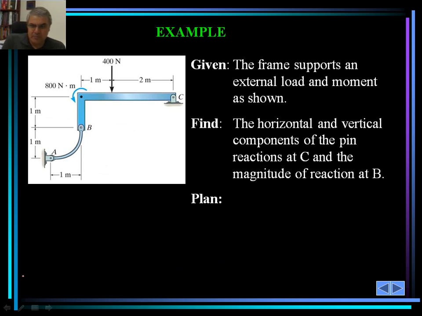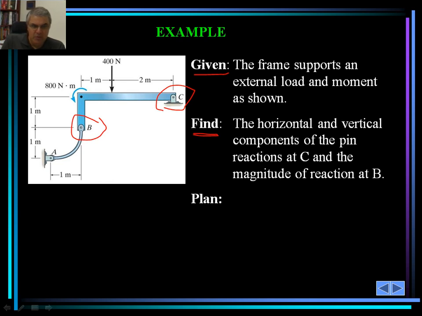So let's take a look at an example. In this example, given the frame supports an external load and moment as shown, find the horizontal and vertical components of the pin reactions at C and the magnitude of reaction at B. So the first thing is we would like to calculate the horizontal and vertical components of the pin reactions at C, and also the magnitude of the reaction at B.